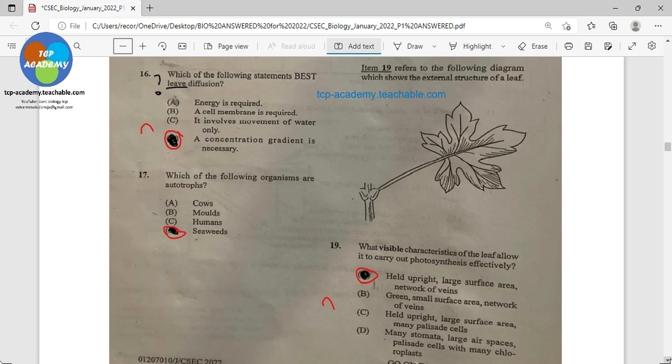Number 16 seems as if something was missing from the question. Which of the following statements best describes diffusion? I don't understand either, but I am going to go with D. Diffusion requires a concentration gradient as it moves from high to low concentration. Number 17. Which of the following organisms are autotrophs? Of course, the answer here is going to be seaweed.